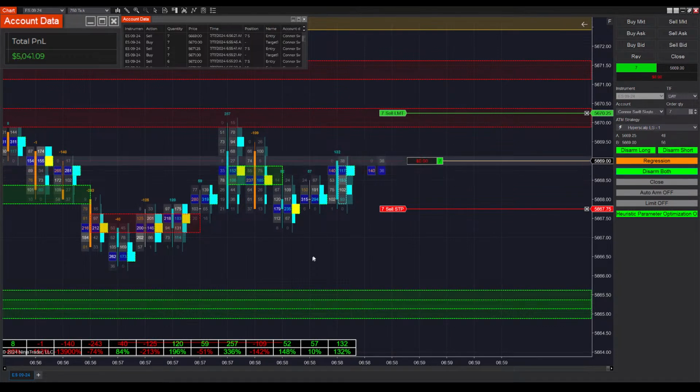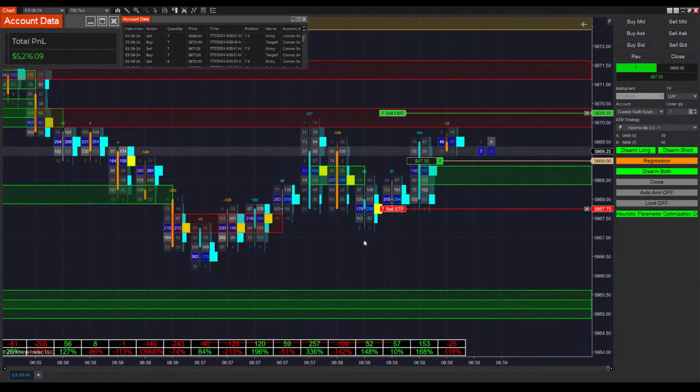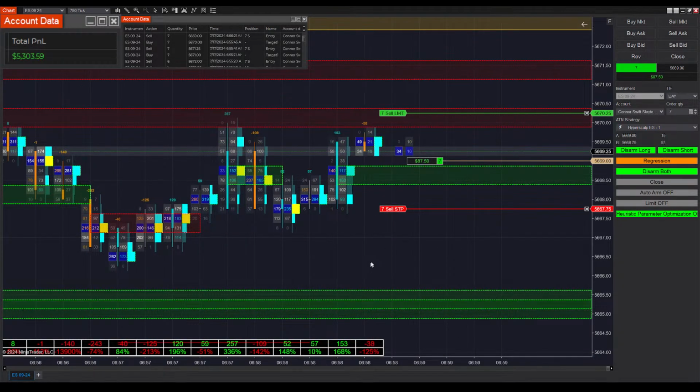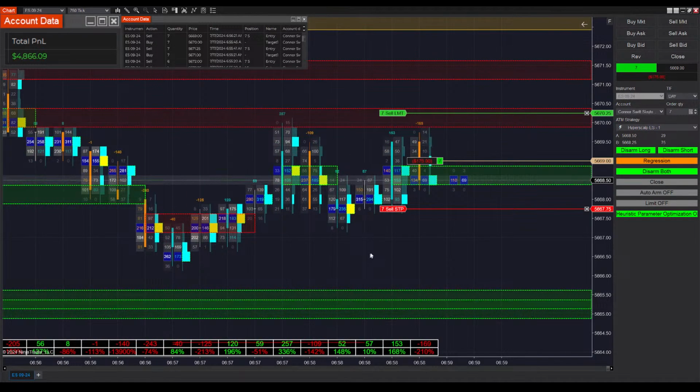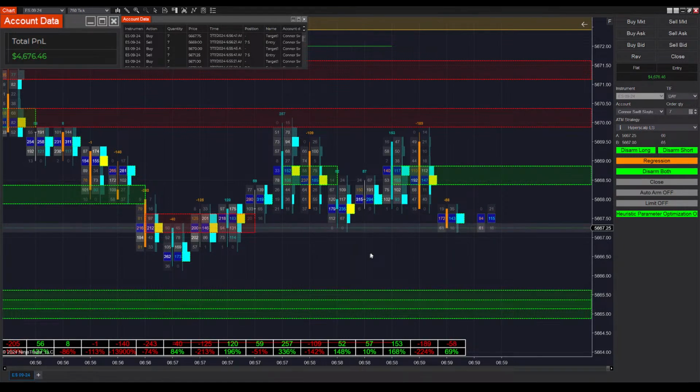Just got filled into a long position here. We're on a pretty good streak of wins at this point. Unfortunately, ended up losing that trade there, but we'll keep it going.